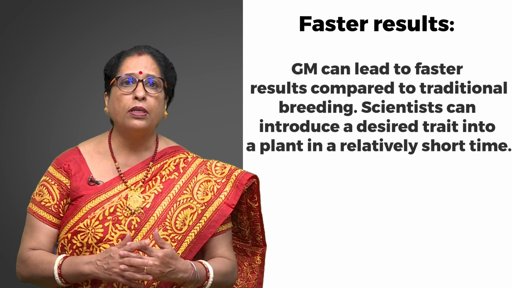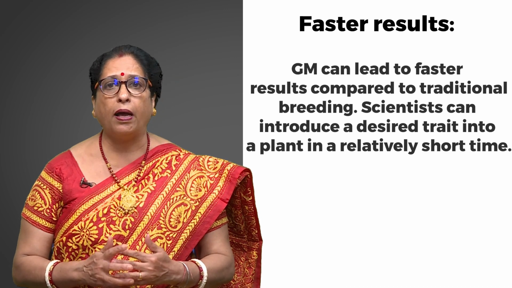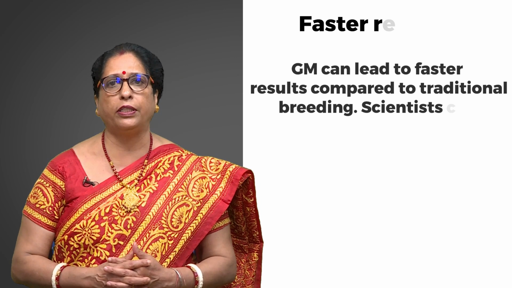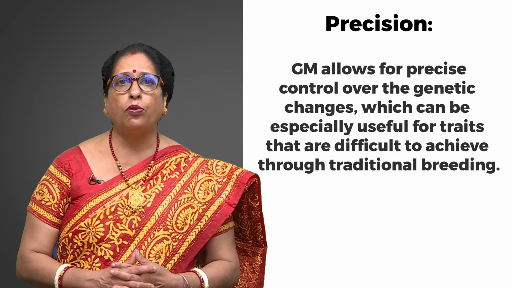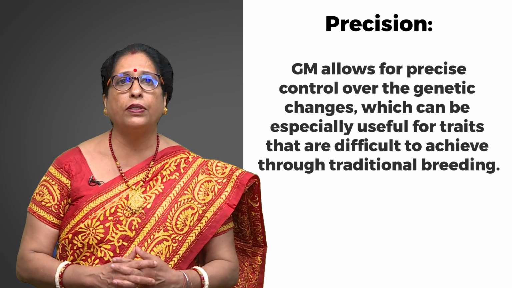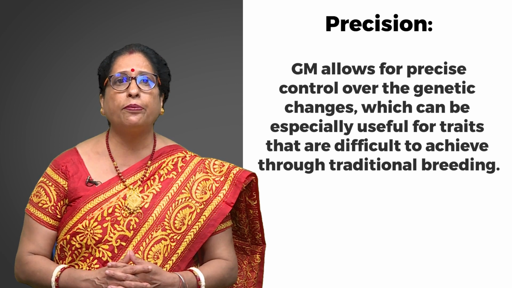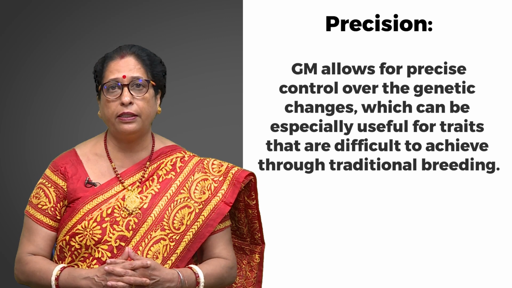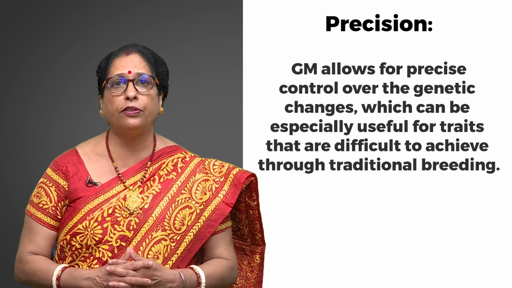Scientists can introduce a desired trait into a plant in a relatively short time. Precision: GM allows for precise control over the genetic changes, which can be especially useful for traits that are difficult to achieve through traditional breeding. For example, creating genetically modified corn that produces a toxin to protect itself from pests. This can provide better pest resistance compared to traditional breeding methods.